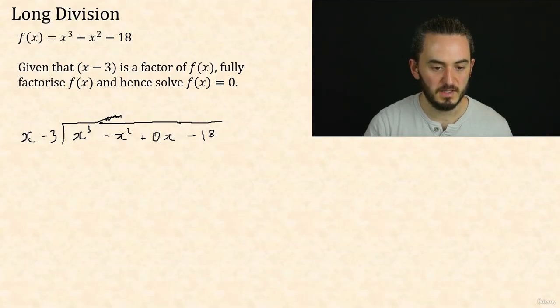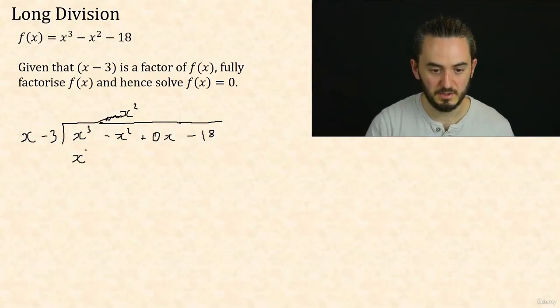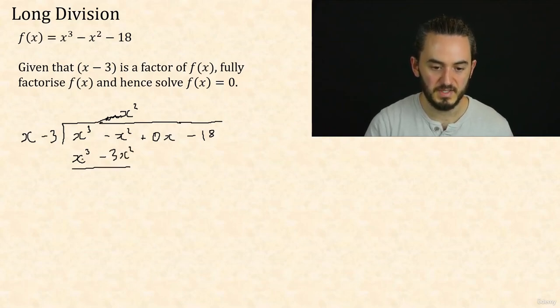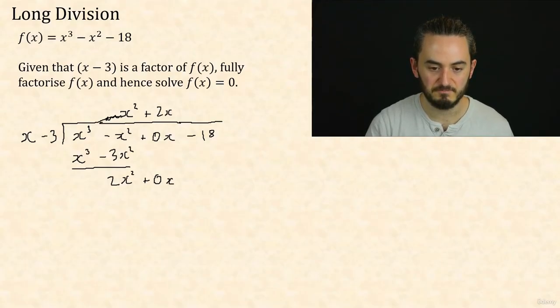What do I multiply x by to get x cubed? It's x squared. So I must have x squared here. x squared times x is x cubed. x squared times minus 3 is minus 3x squared. Subtract. These ones disappear. Negative x squared minus minus 3x squared is 2x squared. Drop the next term down. Now, what do I need to multiply x by to get 2x squared? It's 2x. So I've got 2x squared, and 2x times minus 3 is minus 6x.